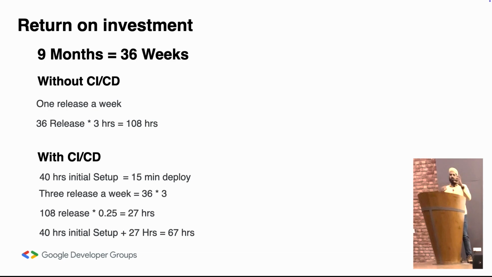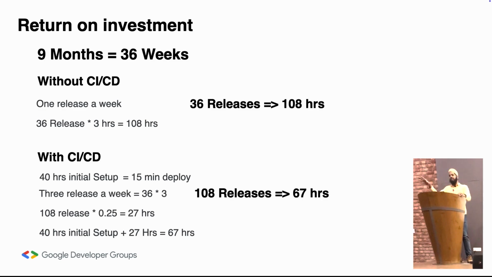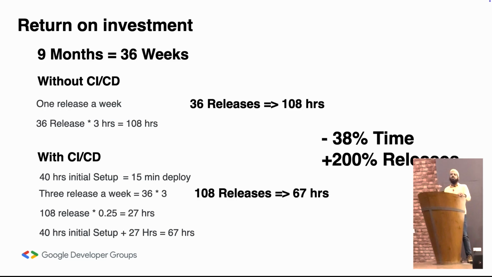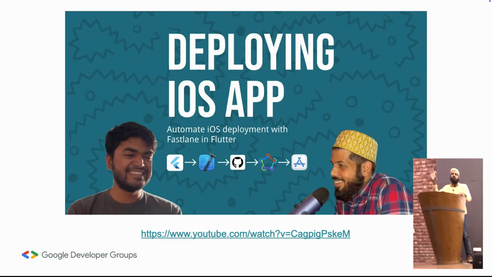Now, this is the benefit of it. If you look closely here, without CI/CD, you did 36 releases in 108 hours. And with CI/CD, you did 108 releases in 67 hours, right? And if you know any finance person, they will say that you have reduced time by 38% and you have increased releases by 200%. So this is the benefit you get when you have CI/CD from day one. And this is really important. I was so frustrated by the deployment part with iOS and certificates that I created a video out of it. It's a 2-hour long video where I demonstrate how you can do it.